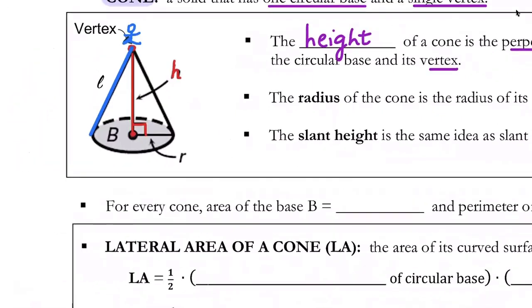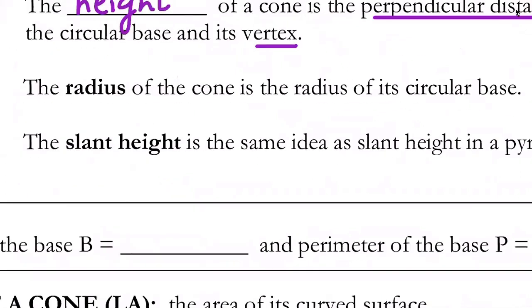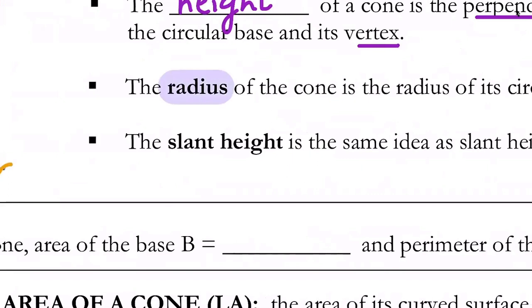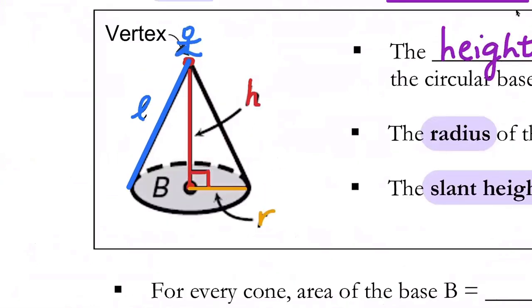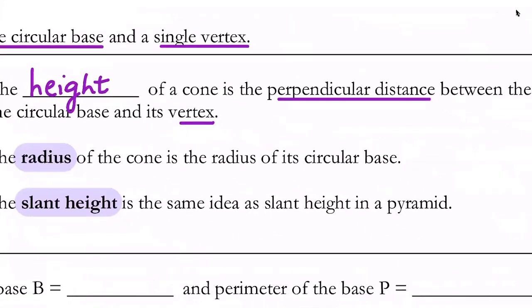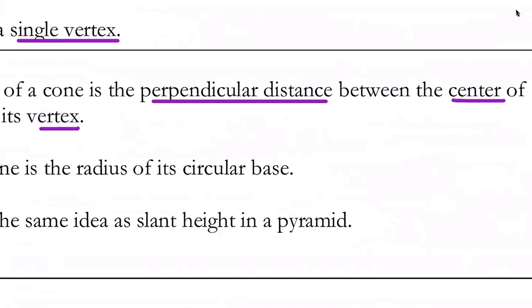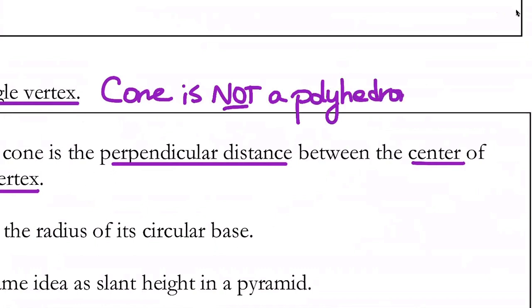Okay, the radius of the cone. The radius is exactly what you would think. The radius of the cone is the radius of the circular base. And like I said, slant height is the same idea as slant height in a pyramid. Again, slant height and regular height are not the same. One more thing here, a cone is not a polyhedron, because a polyhedron has to be made of polygons on all of its sides, and circles are not polygons.